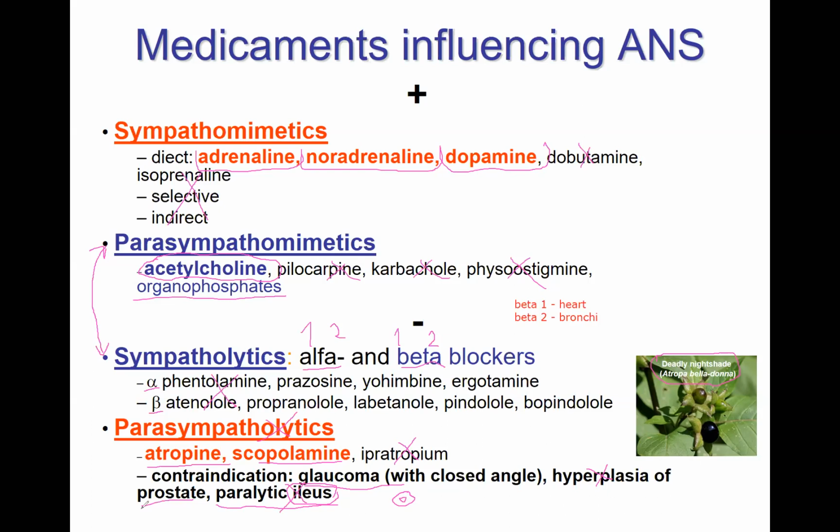Yes, but it depends on the precise kind of the receptor and organ. So some of them can be more active, stronger or weaker. Can I also reduce heart rate by parasympathomimetics? Of course, yes, you can.